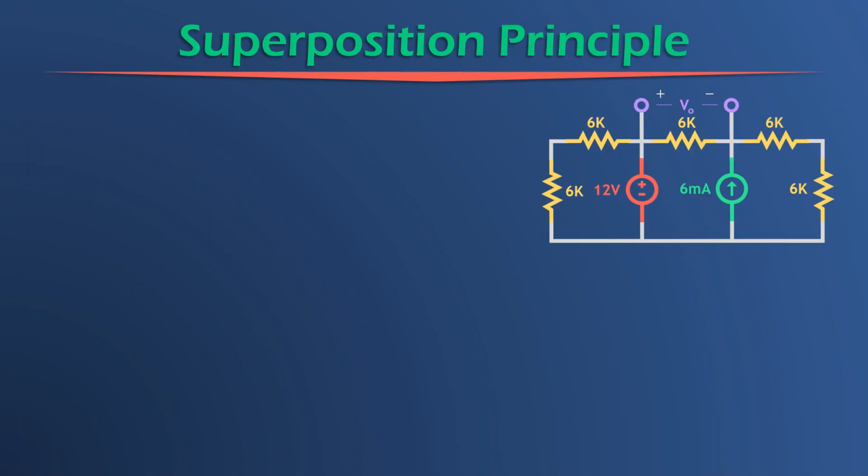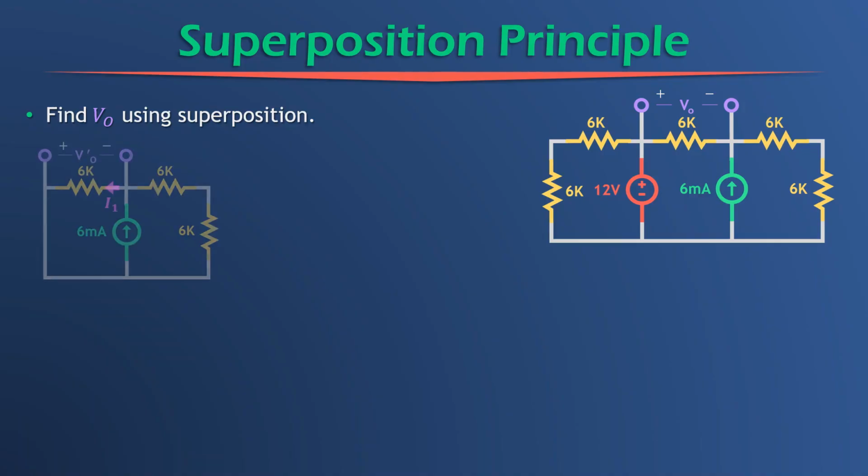The example that's indicated here requests us to determine the voltage V0, that's the voltage over the 6K resistor, and we can see that we have two independent sources, the 12 volt source and the 6 milliamp source. So we will then need to consider one source at a time. So find V0 using superposition.